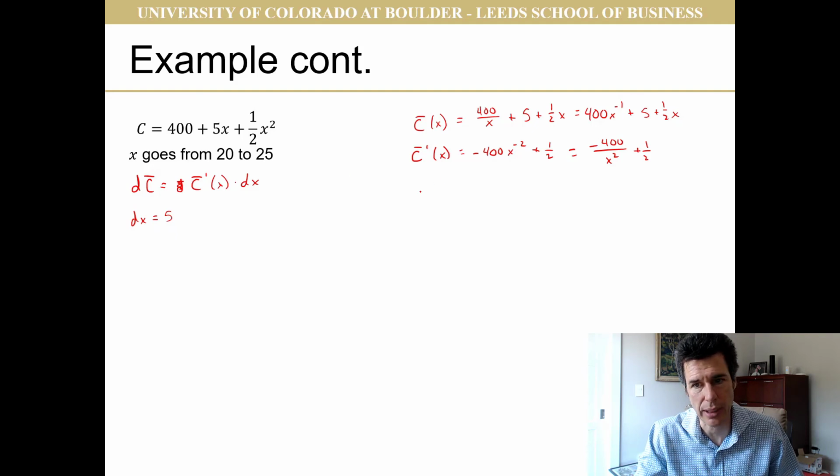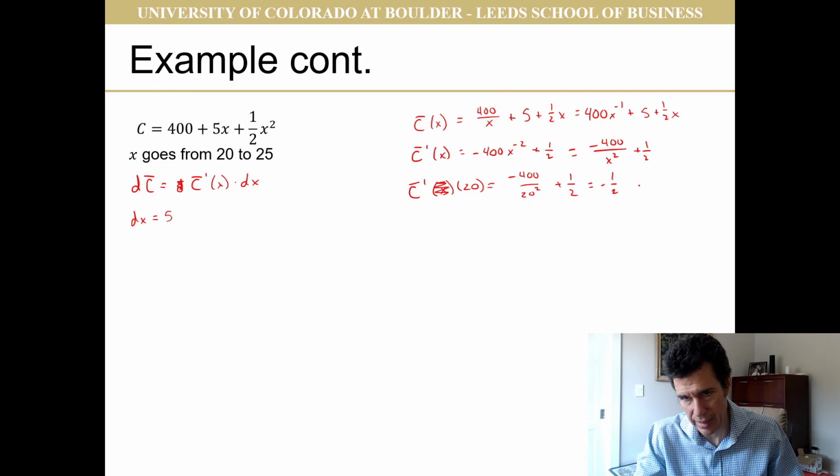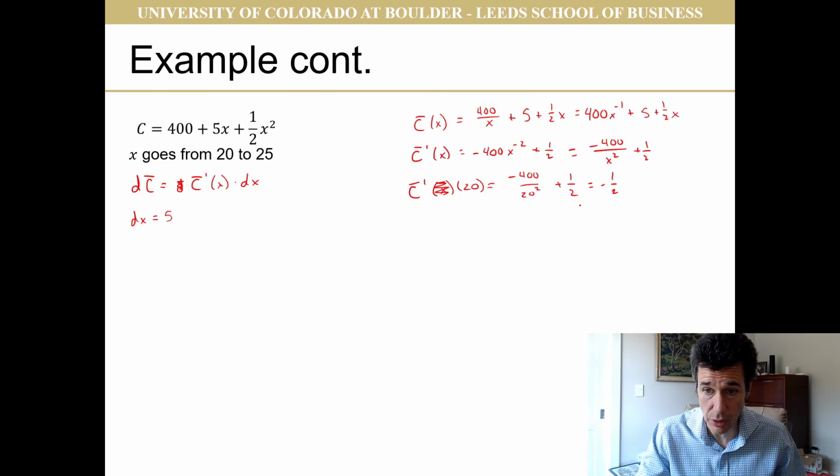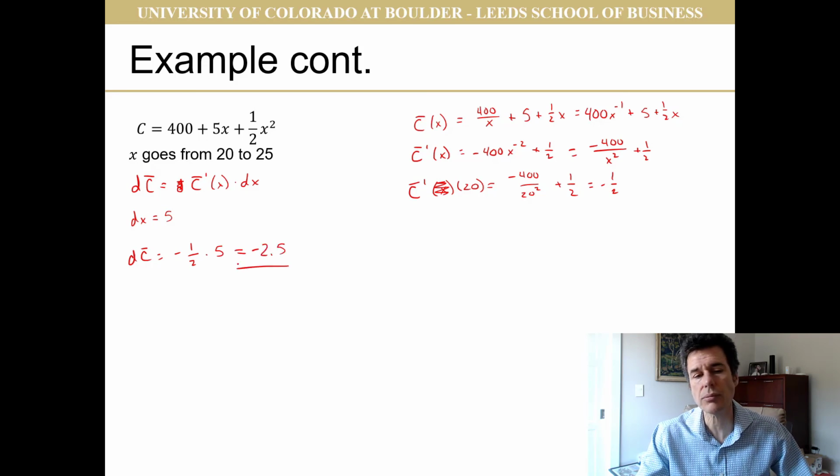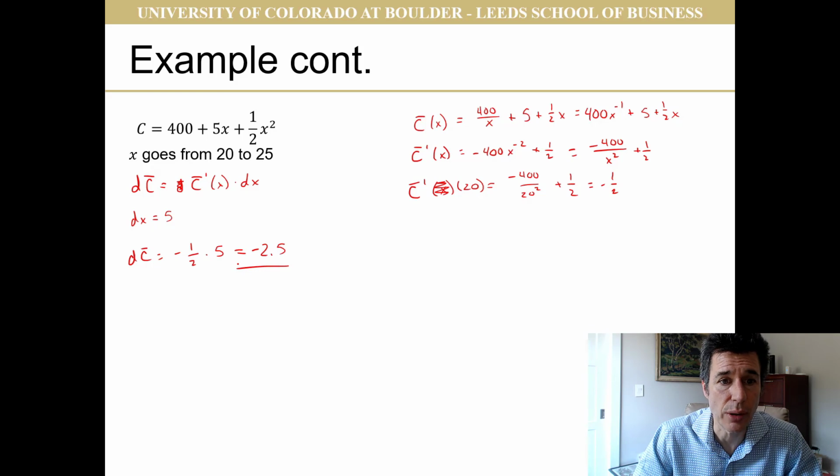We need to plug in 20. Derivative of average cost at 20 is equal to negative 400 divided by 20 squared plus 1/2, which is negative 1 plus 1/2, which is negative 1/2. So the approximate change in average cost is negative 1/2 times 5, which is negative 2.5. So the average costs are going down.